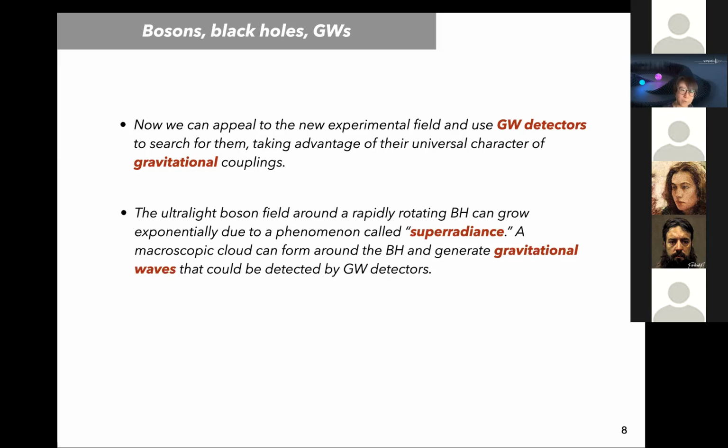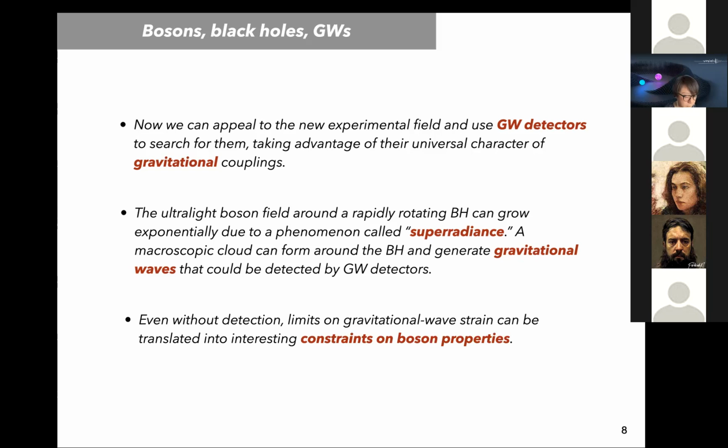The ultralight boson field around a rapidly rotating black hole can grow exponentially due to a phenomenon called superradiance. A macroscopic cloud can form around the black hole, generating gravitational waves that can potentially be detected by our detectors. I know there's a lot of information in this bullet point, but that's what I need to explain in detail in a minute.